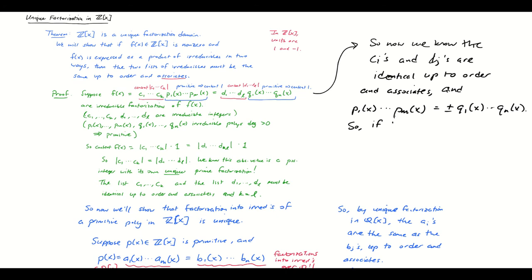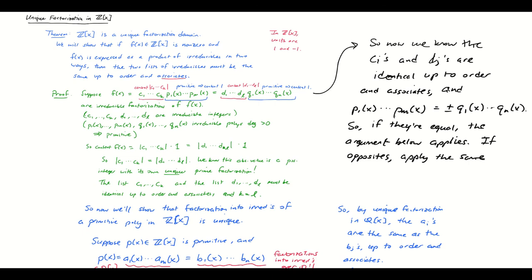So if they're equal, the argument below applies. If they're opposites, then apply the same argument to this product, P1 of x through Pm of x, which is equal to negative Q1 of x through Qn of x. Then you have equality. Whew. Okay, so anyway, we're 22 minutes long now, but I think we have proven that factorization of a polynomial in Zx into irreducibles is unique as long as we don't care about associates or the order of the factors. Okay, that's it.